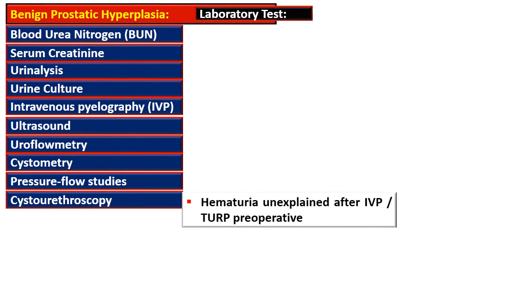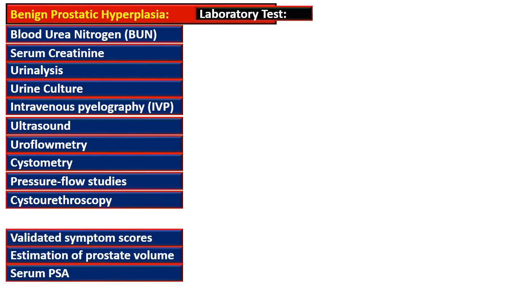Cystourethroscopy is reserved for patients who have hematuria that is unexplained even after the intravenous pyelogram, and cystourethroscopy is also performed preoperatively for transurethral resection of the prostate. Other tests that determine the progression of the disease are validated symptom scores that we have discussed earlier, estimation of the prostate volume and the serum PSA level.